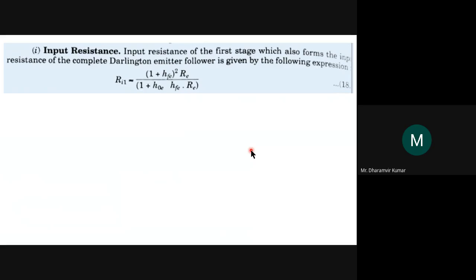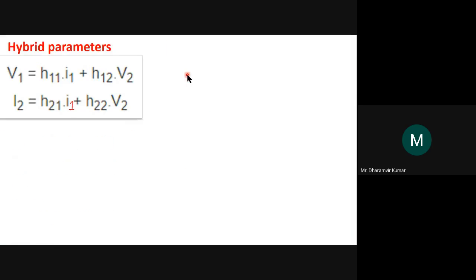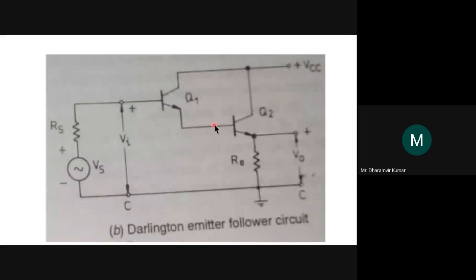The input impedance for this Darlington pair is given by this expression, that is Ri1 approximately equals (1 + HFE^2) Re / (1 + HOE·HFE·Re), where Re is that resistance that was inserted in the emitter branch, remember. So this is the Re.